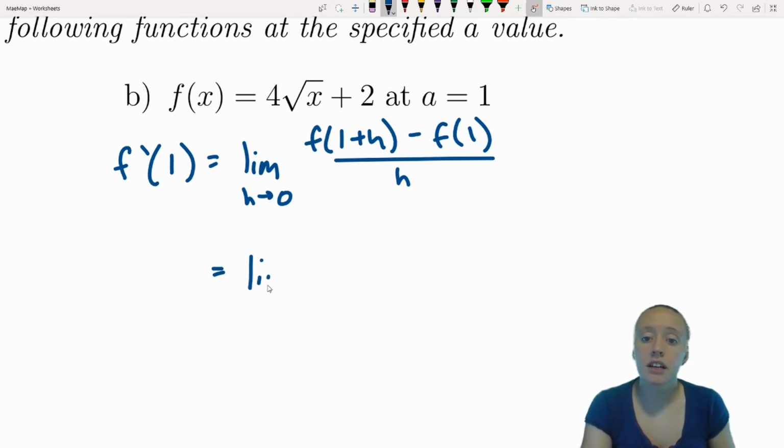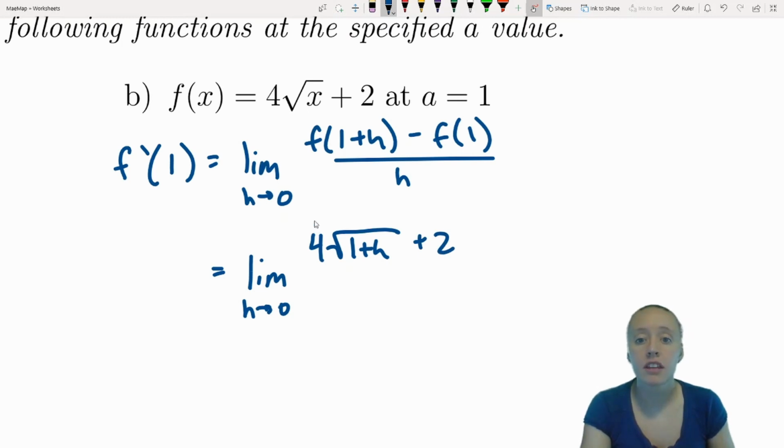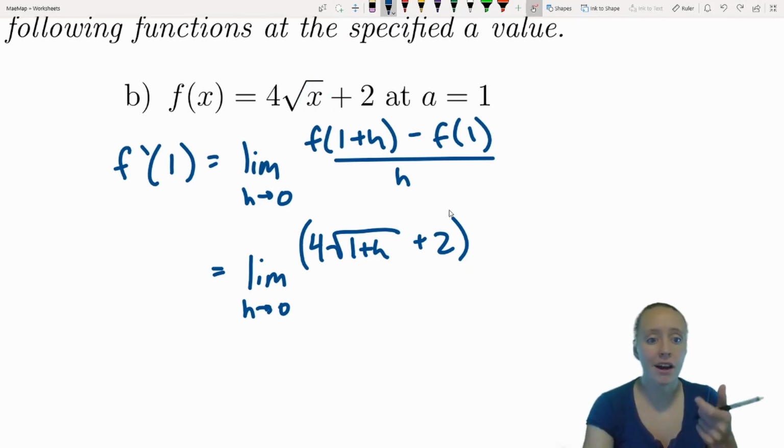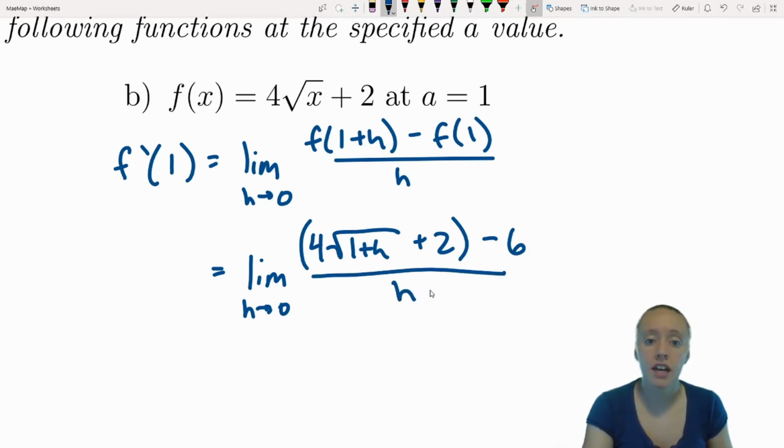So that's the limit as h approaches 0 of f of 1 plus h, which is going to be 4 times the square root of 1 plus h plus 2. That is my f of 1 plus h, plugging 1 plus h in for x, remembering how those functions work. And then minus f of 1. If I plugged 1 in, the square root of 1 is 1. 4 plus 2 gives me 6. And that's all over h.